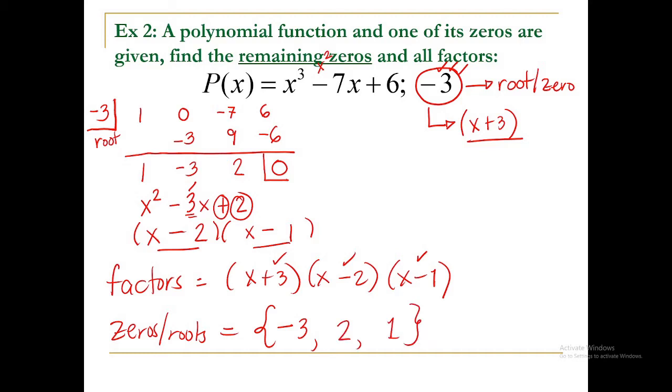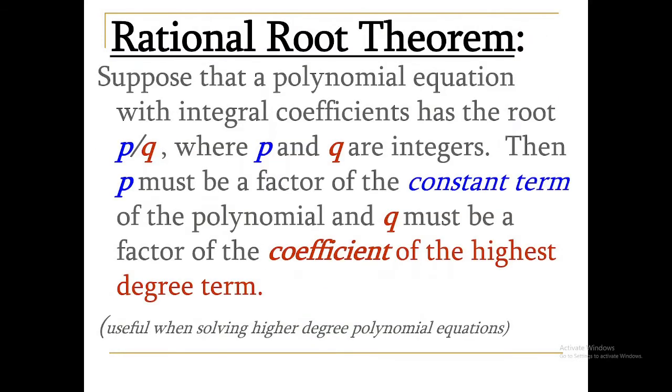Now, what if you are not given a root or a factor? You will be the one to get the root and the factor. So how do you go about it? Here comes the rational root theorem. Suppose that a polynomial equation with integral coefficients has a root of p over q. Take note, this will be the possible factors.